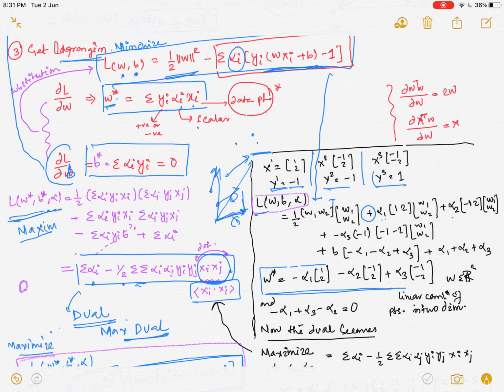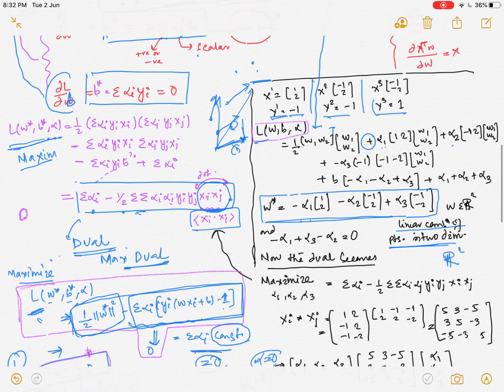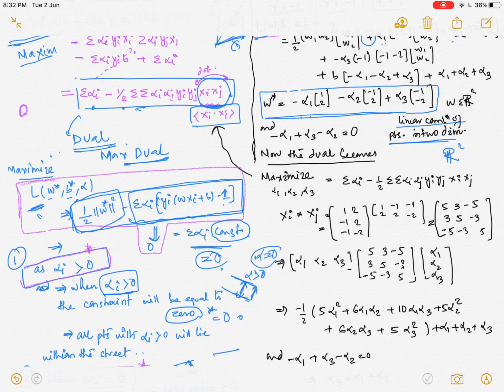We now need to find the alpha values so that we can fit them into this equation and get the value of W star. Here we also see that W star is nothing but a linear combination of points in 2 dimensions, so W star will also be in R2. Now the dual becomes what we want to maximize in order to get the values of alpha.